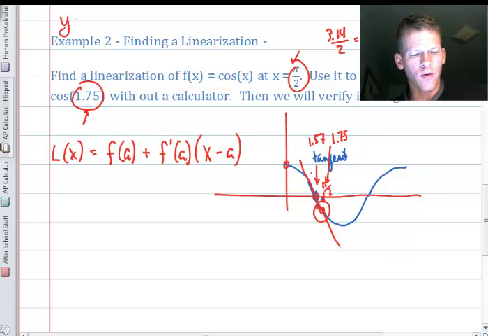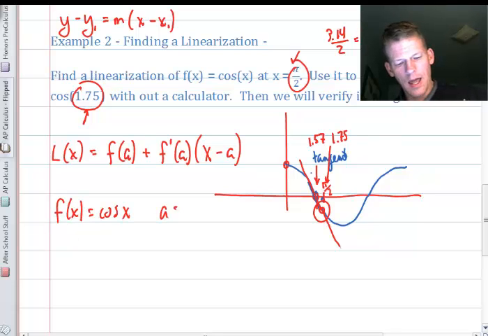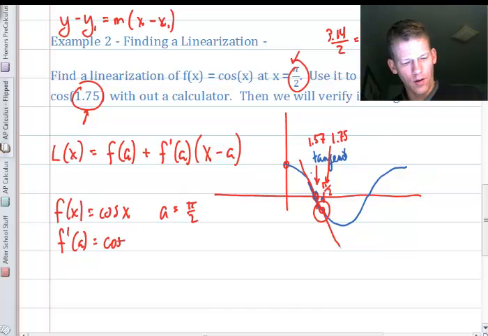Now let's get all these pieces of the puzzle in place. Remember, this comes from what we've been doing for a while, equations of tangency: y minus y1 equals m times x minus x1. All this stuff comes from that. So here, remember f of x is the cosine function. a is pi over 2. So we can figure all this stuff out. f prime at a is the derivative of cosine, negative sine of a.